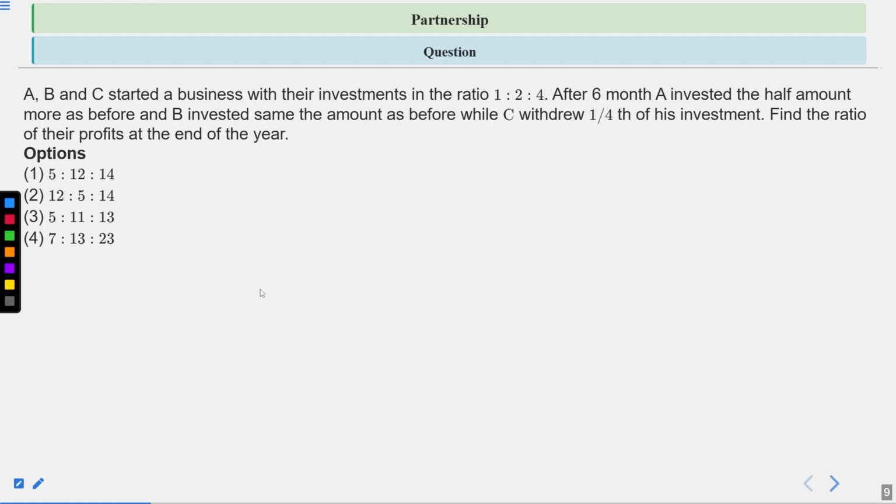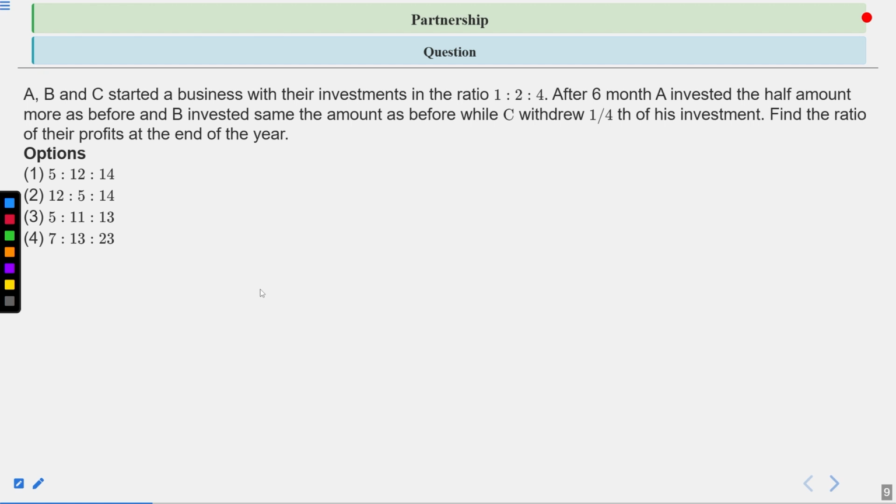Next one. A, B and C started a business with their investment in the ratio 1 ratio 2 ratio 4. After 6 months, A invested half the amount more than before and B invested the same amount as before, while C withdrew 1/4 of his investment. Find the ratio of their profits at the end of the year.